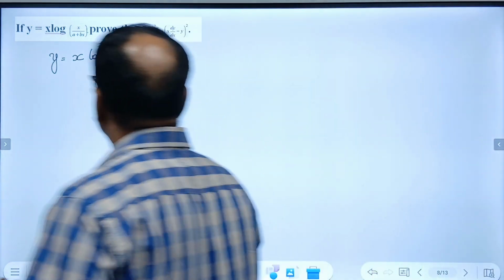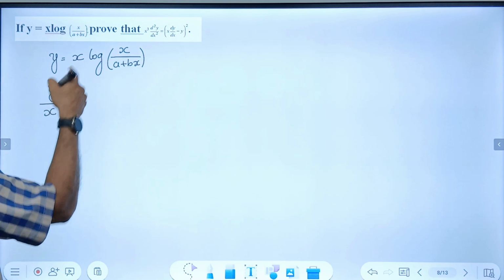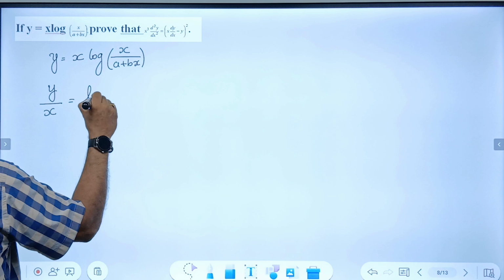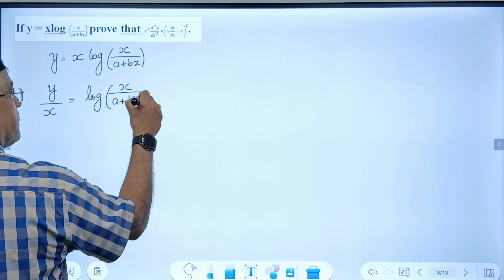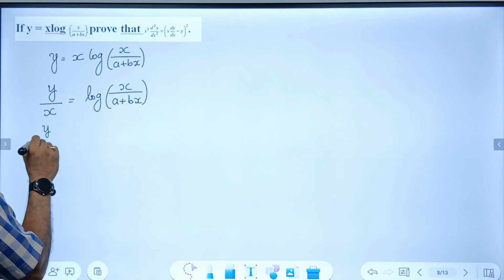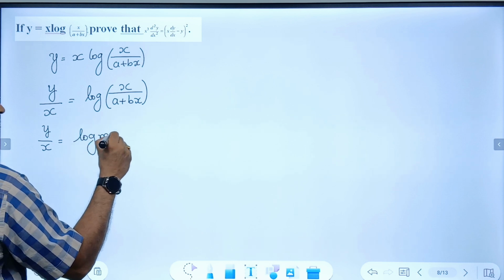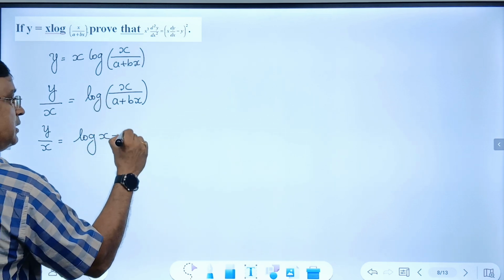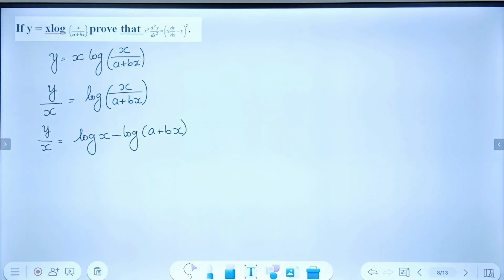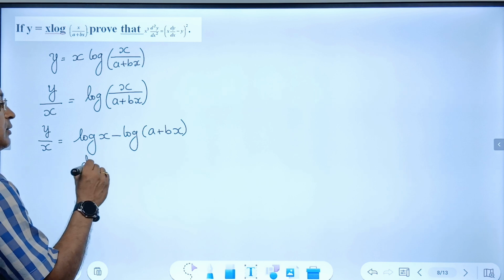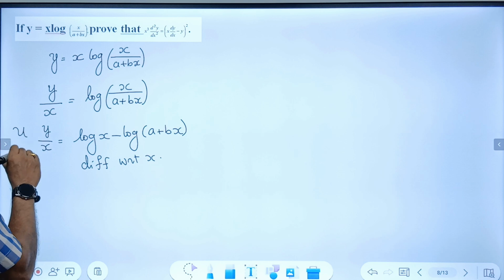So what do I do? The first step here is the most important step. Bring the x down: y by x. So I will get log of x by (a plus bx). The next step, you write log m by n is log m minus log n. Okay. Now you go for differentiation. Differentiate with respect to x. Now here you can see clearly I have to use the quotient rule.